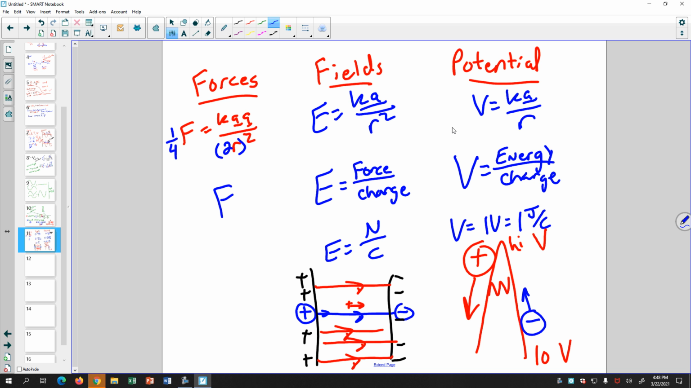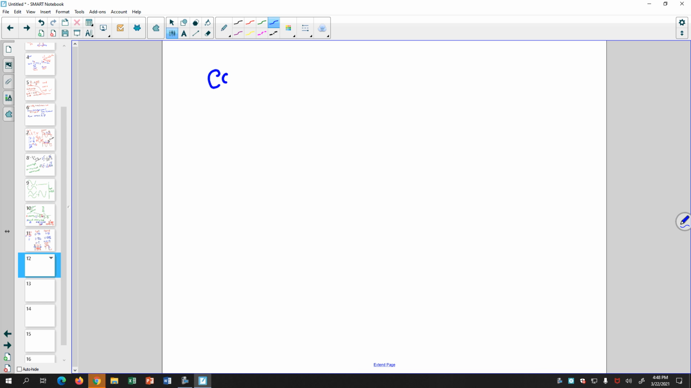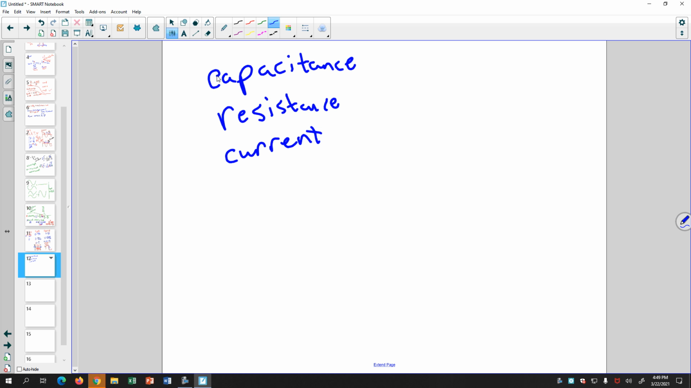There was capacitance. Go back and review capacitance and resistance and current. You might see one or two questions about each of those. I'm not glossing over them. Those are important. Those are on the test, but we'll see them in the questions.